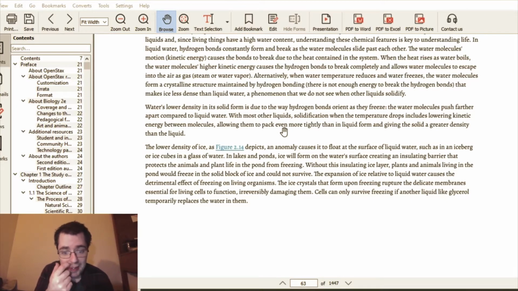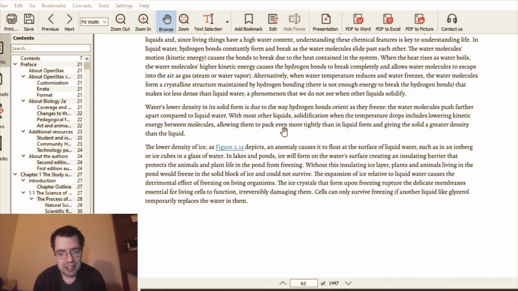Water's lower density in its solid form is due to the way hydrogen bonds orient as they freeze. The water molecules push further apart compared to liquid water. With most other liquids, solidification when the temperature drops includes lowering kinetic energy between molecules. Kinetic energy is applied energy. For clarification, I believe we went over that in the last video, but I don't remember. Potential energy is like something on top of my desk. The closer it is to the edge, the more potential energy it has, and then once it falls off, the time it's falling is its kinetic energy.